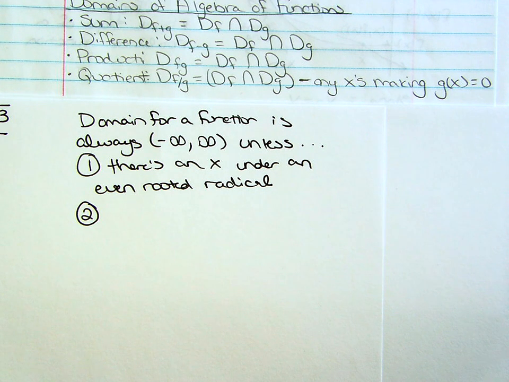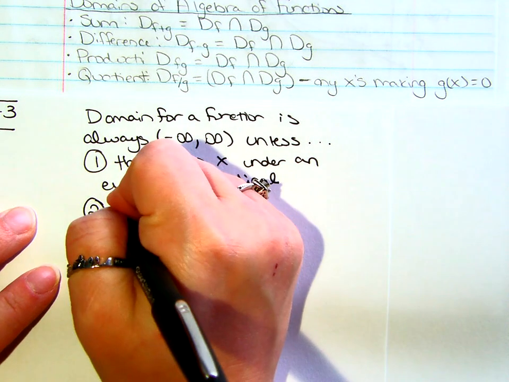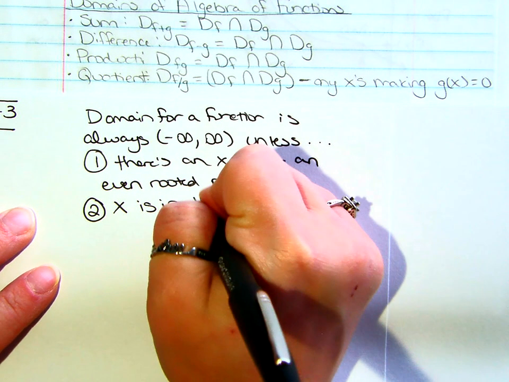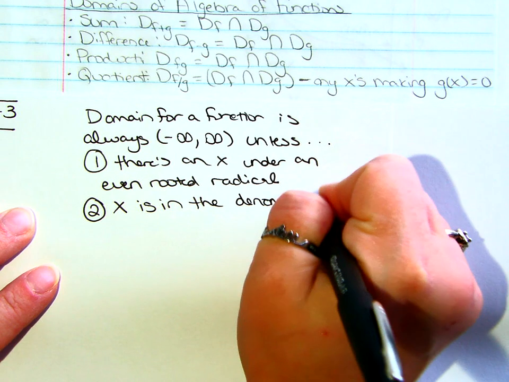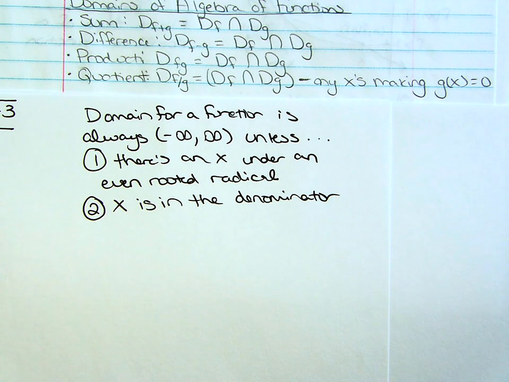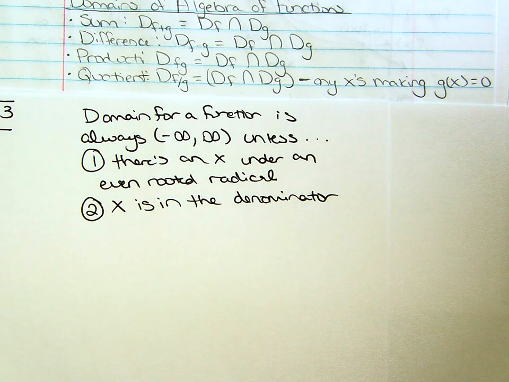So either x is under an even-rooted radical, or x is in the denominator. Or as we saw previously, you could have some combination or both of those things happening at the same time. But whenever we have those situations happening, then we have what I always have dubbed trouble spots. Because if x is underneath an even-rooted radical, as we just saw above in the previous problem, we don't want negative numbers. We can have 0, that's totally fine, but we don't want to have negatives under our radical.